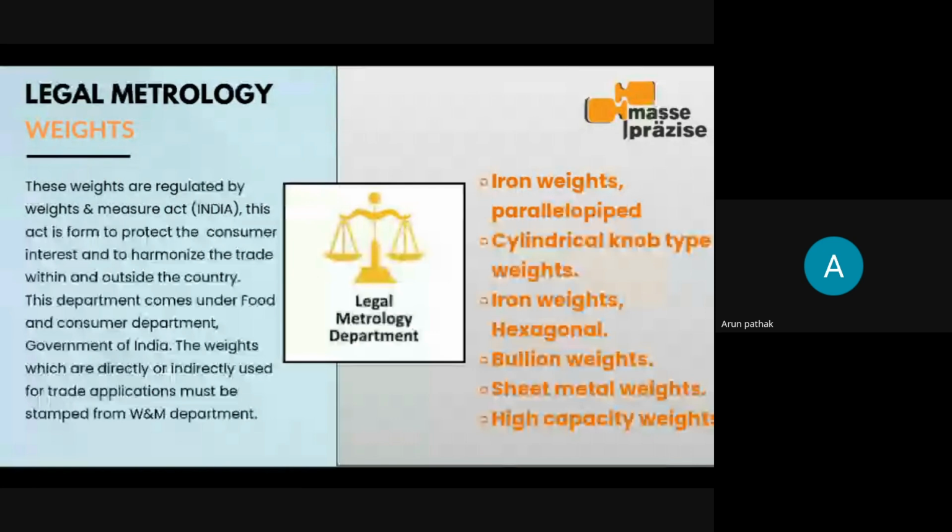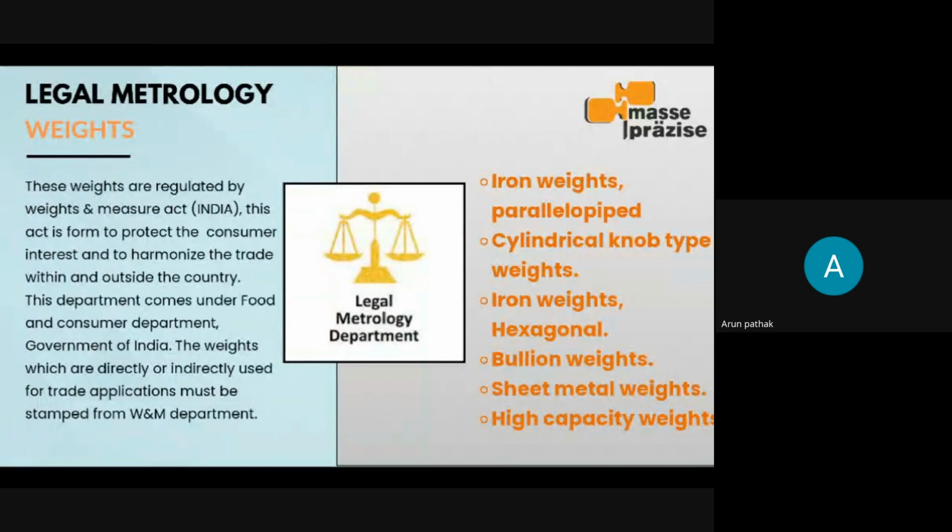As we discussed in the earlier slides, almost every country has its own legal metrology department. So the rules or acts may be different for all countries. What we are discussing today is the Legal Metrology Act of India. If you are from outside of India, then you have to follow your own Legal Metrology Act.